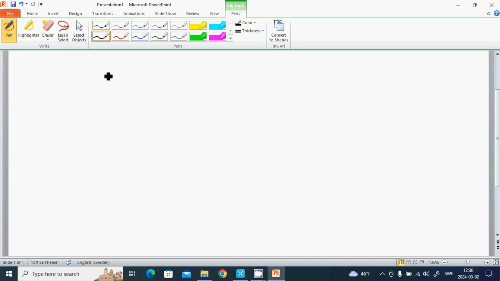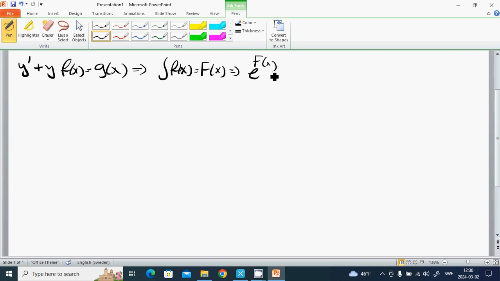Now there is another method we are going to find. If we have a y prime plus y f of x equals g of x, then we study the integral of f of x, then we build e to the power of the integral of f of x.